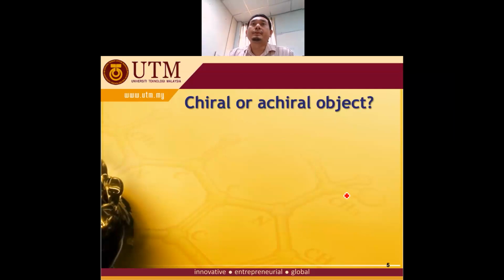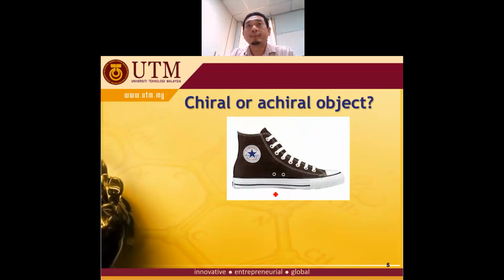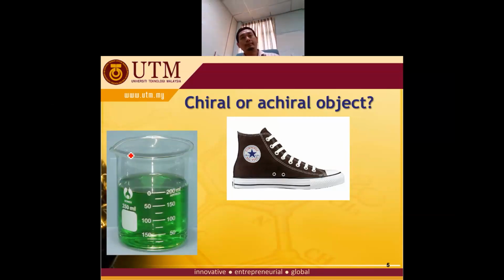Just a quick activity. Can we identify whether this object is chiral or achiral? This shoe, is it chiral or achiral? I give you 2 seconds. It's chiral, right? Why? Because the mirror image cannot be superimposed. So this is a chiral object. How about this beaker? This beaker is also achiral. Good. Because it can be superimposed.